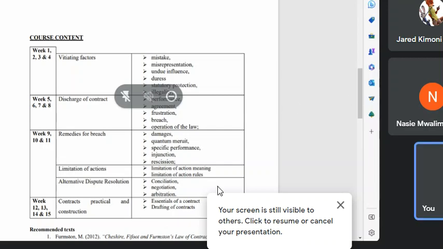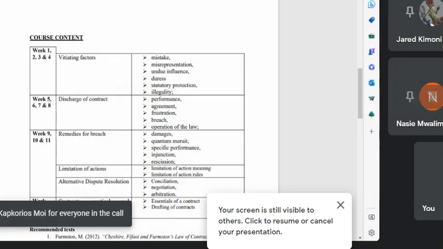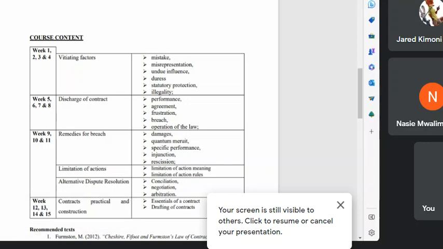If no, then asanteni kwa kuja. So do you want this the same, Victor? Victor. Yeah, I was saying, so yes. What time do you want the second meeting of partnership law to take place? 6 p.m. 6 p.m. Sawa sawa.